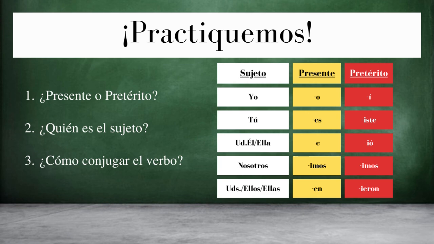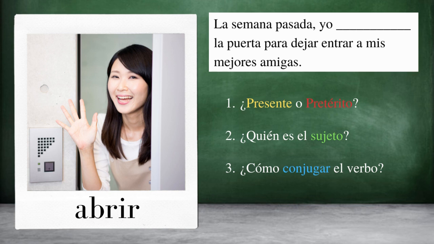Let's take a look at an example together. La semana pasada yo blank la puerta para dejar entrar a mis mejores amigas. The first question that we're going to answer is, is this sentence presente o pretérito? Pretérito. Muy bien. How did you know that this sentence was going to be in the preterite tense?